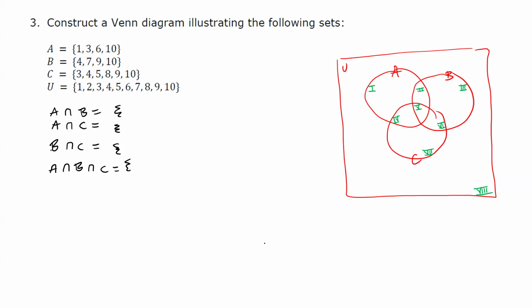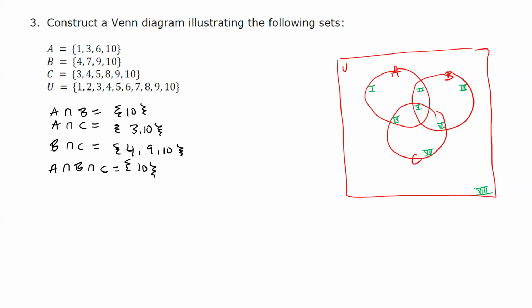Okay. So A and B. What do A and B have in common? They have the number 10. A and C, what do they have in common? They have 3 and 10. B and C, what do they have in common? 4, 9, and 10. And then A, B, and C, what do all 3 sets have in common? 10. Okay.